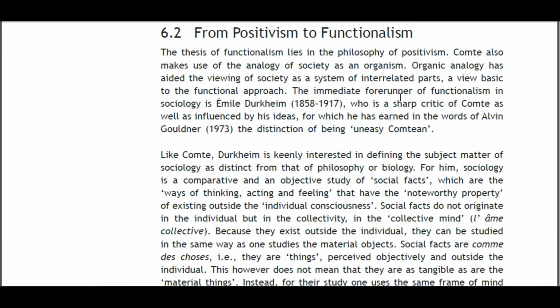The immediate forerunner for functionalism in sociology is Emile Durkheim, 1858 to 1917, who is a sharp critic of Comte as well as influenced by his ideas, for which he has earned, in the words of Alvin Gouldner, 1973, the distinction of being an uneasy Comtean.